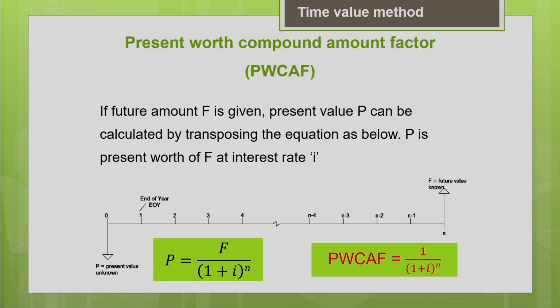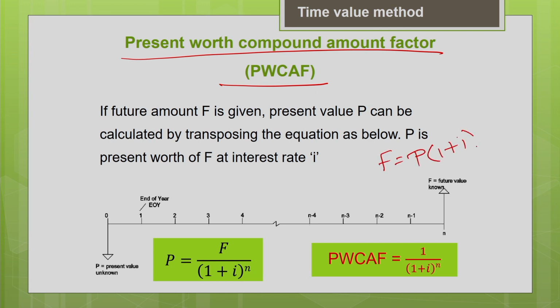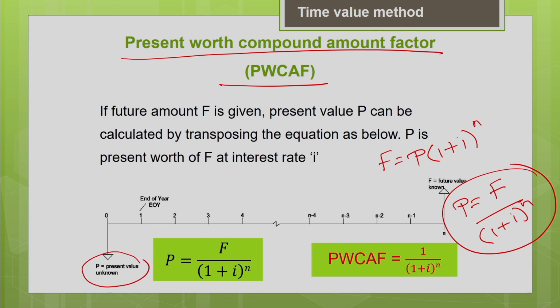Now, the next important factor which we are going to discuss is the present worth compound amount factor. It is just the inverse of what we discussed so far. So, what is it? The single payment compound amount factor, F equal to P into (1 plus i) per n. Now to find the present value, you just transpose the equation: P equal to F divided by (1 plus i) per n. This gives the present value. In this case, the present value is unknown, but the future value is known. It is just the inverse of the earlier case.